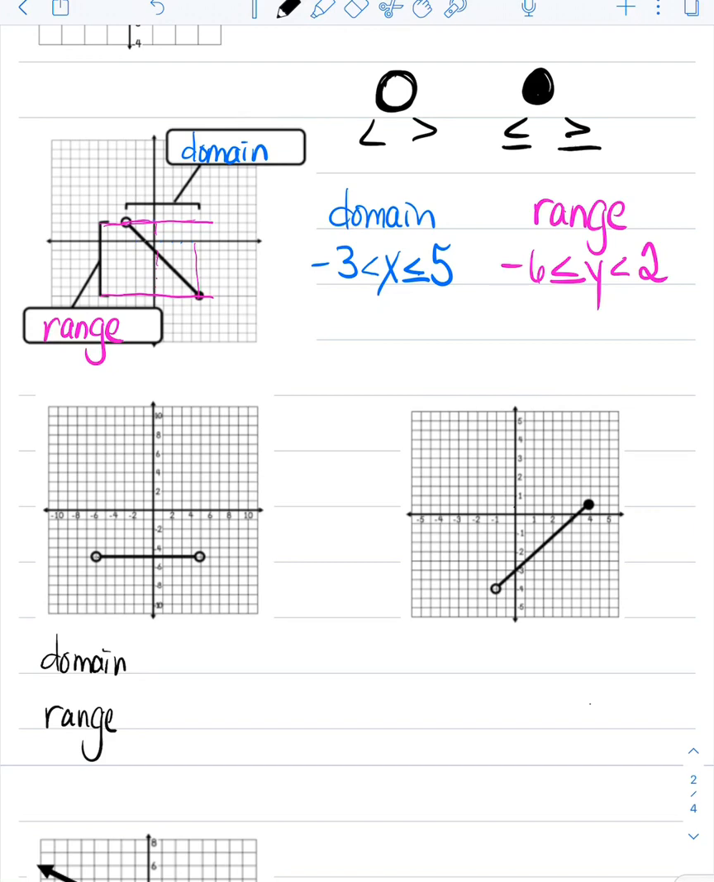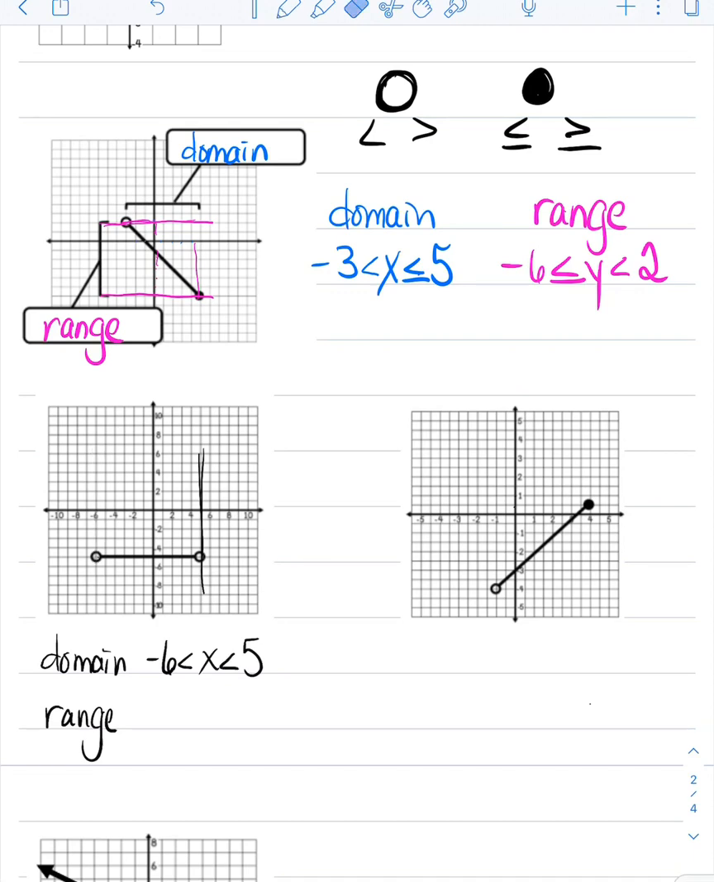All right, so first remember, domain means your x values. So I'll start by writing an x. And I notice that this graph goes from -6 to +5. I also notice that the dot on -6 is an open circle, so x is greater than -6. And I also see an open dot on 5, so x is less than 5.